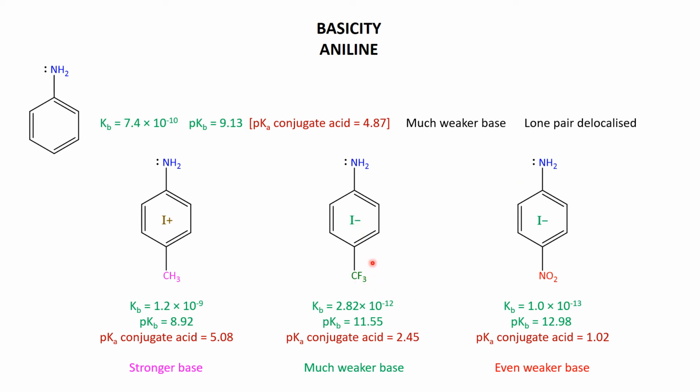However, CF3 and NO2 both have significantly negative inductive effects. Here you've got 3 fluorines sucking electrons away from the ring. Here you've got a nitrogen and 2 oxygens sucking electrons away from the ring. As they suck electrons away from the ring, that means the ring is going to hold on even more to the nitrogen's electrons. If that ring's holding on to those nitrogen electrons even more, it's harder for the nitrogen to donate those electrons. Thus it is a weaker base.